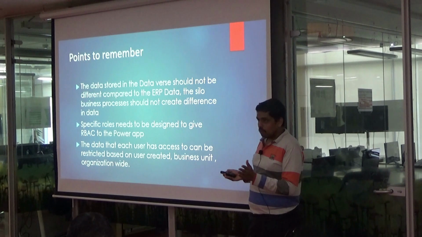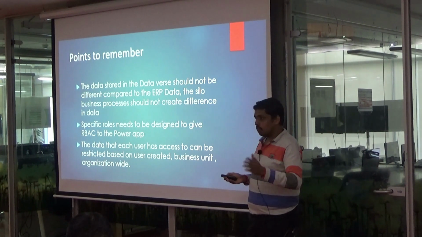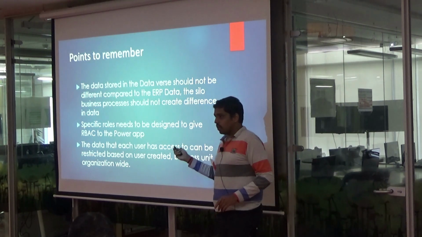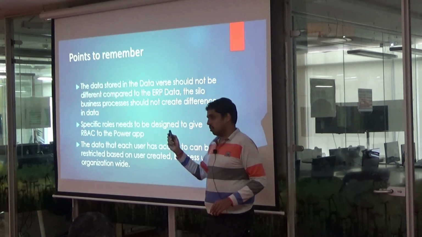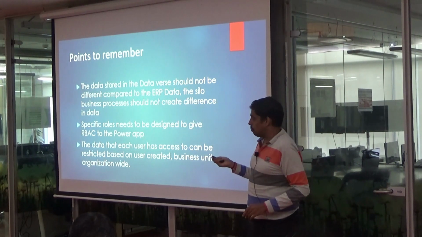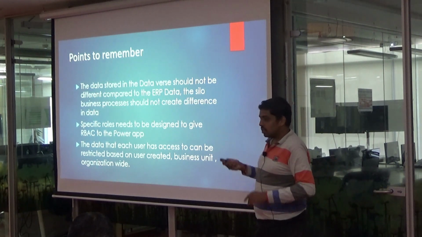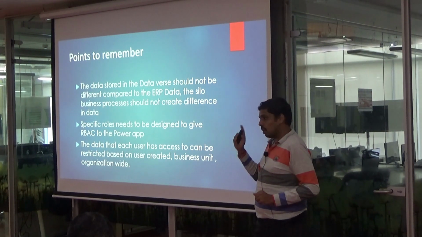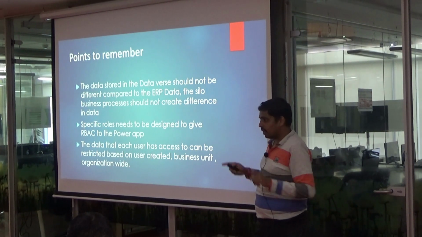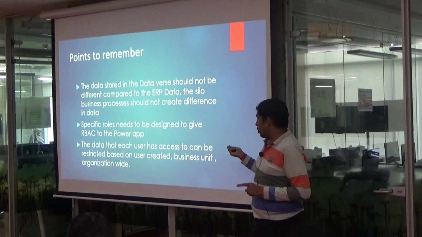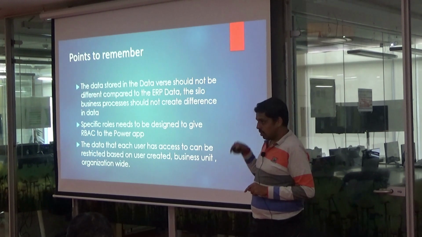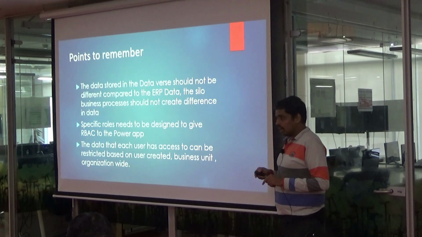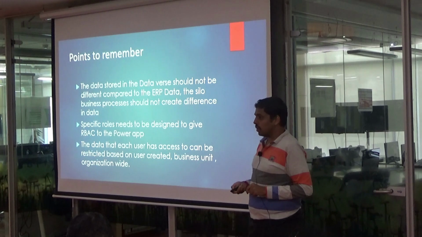Like manufacturing warehouse A, manufacturing warehouse B. So you can restrict the data that the Power App shows to a particular warehouse. Maybe a warehouse is located in Bangalore, and another in Mysore. Organization wide means you can see all the data from all the warehouses, Bangalore and Mysore, in one and the same Power App. Or you can restrict it to, say, the warehouse in Bangalore, where the person, based on the role, can see the data created for that particular warehouse.